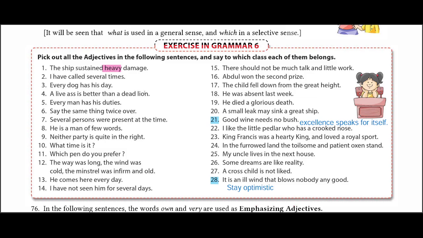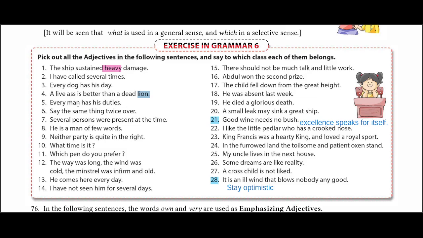A live ass is better than a dead lion. Ass is a noun. Live is an adjective which is describing ass. Ass means donkey. So it is a descriptive adjective, also an adjective of quality. Similarly, dead lion, lion is a noun. Dead is describing the lion. So it is a descriptive adjective. You can also call it an adjective of quality.